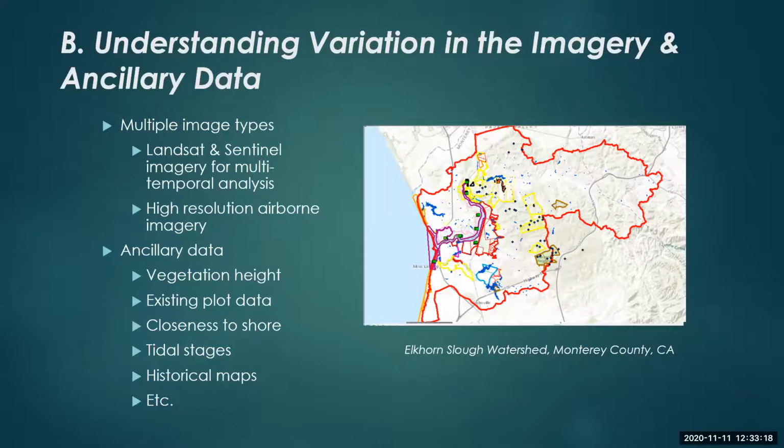And then we get every piece of data we can that already exists in the area. Existing plot data, tidal stages, historical maps, everything. This is a group of ancillary data sets that the Elkhorn Slough Foundation had, and we used to make the map. So you just get every piece of other data besides the imagery and Lidar, and you bring that into the project too. And you do analysis on this data so you can understand what causes variation in this data, and if it's varied from your imagery, what's causing that.